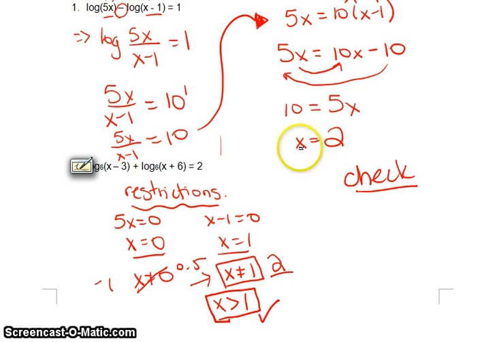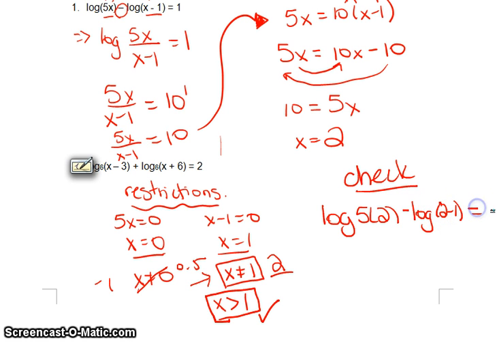Substitute in 2 in for x. So we have the log of 5 times 2 minus the log of 2 minus 1, and that should be equal to 1. So let's simplify this. We have the log of 10 minus the log of 1. That should be equal to 1.